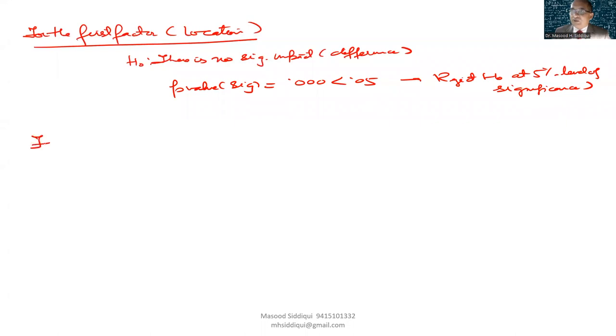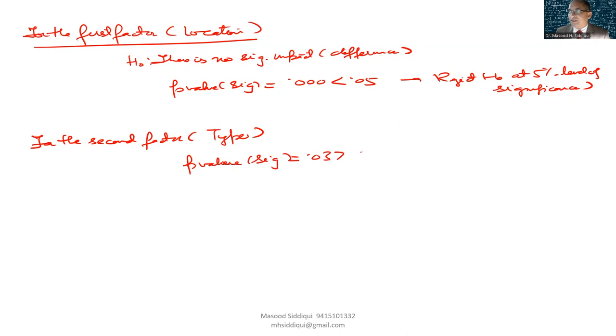Then we go for the second factor, that is type, with the same type of hypothesis. Here the p-value or the significance is 0.037, which is less than 0.05. So we reject H naught at 5%. This impact is also significant.